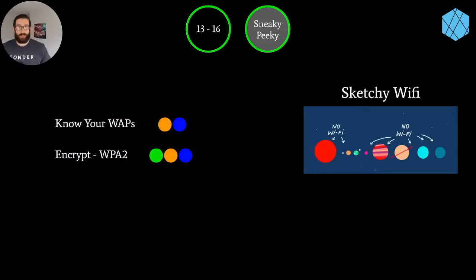The next thing is encryption. Any wireless traffic, period, should be encrypted at all times. And the best option now is WPA2. I think WPA3 may have come out, but WPA2 uses AES encryption, so it's the best encryption that we have available at this moment in time. So yeah, encrypt all your stuff.